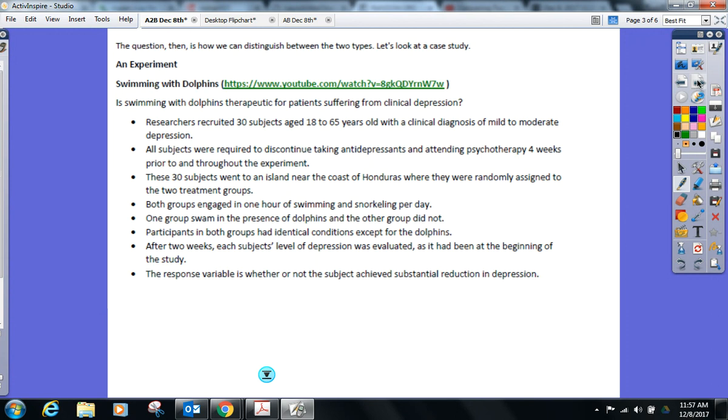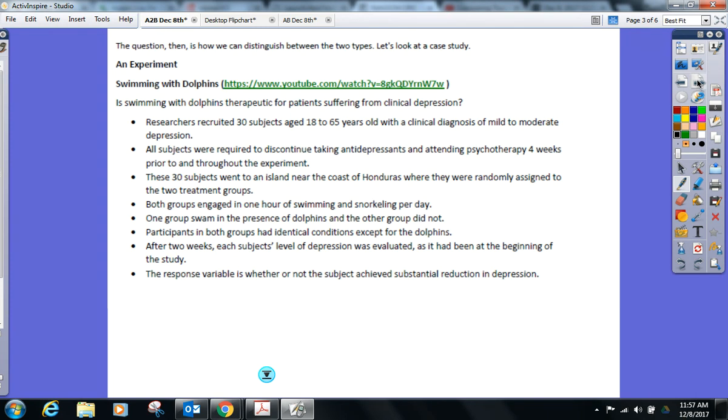All right. Let me just give you a little background from this experiment. We had 30 people who had depression. We told them, stay off your medication. All right, and then we took 15 randomly, put them with swimming with dolphins, and then the other 15 we put in what's called our control group. They did not swim with the dolphins. We did this for 2 weeks, and then we reevaluated their level of depression.